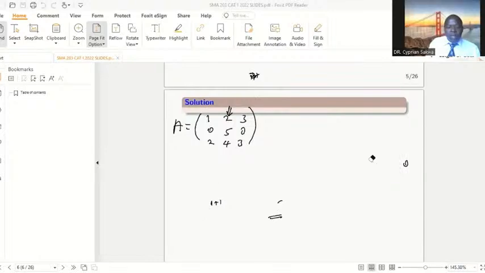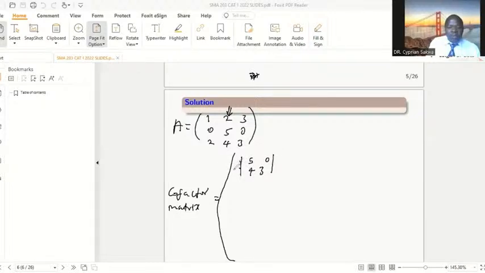I want to begin by finding the minors, then I'll include the signs of the cofactor. So the cofactor matrix would be, what is the minor of 1? The minor of 1, delete the row and the column of 1, and you have 5, 0, and 4, 3. And of course, the sign is positive, so I have just left it.